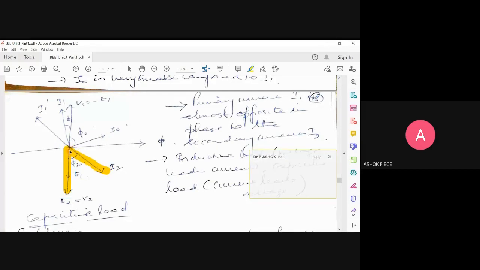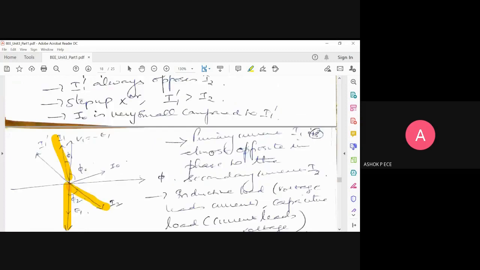I2 is leading your E2. And because of that, I1 dash will also lead V1. So I1 dash will come first, then V1 will come. So I0 will come here. If you draw the resultant, I1 will be somewhere here. These things you should not mug up. It is all based on the concept of inductor and capacitor only. Nothing different from what you have studied.